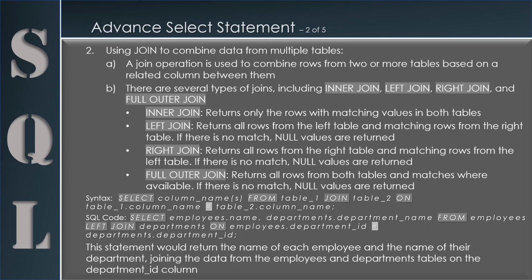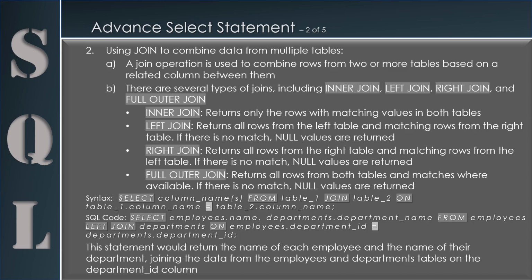Similarly, right join returns all rows from the right table and matching rows from the left table. If there is no match, again null values will be generated. Full outer join returns all rows from both tables and matches where available. If there is no match, null values are generated. So if you follow these codes, again select column name from table name, you're going to use join table 2 on table 1 column name equal to table 2 column name.